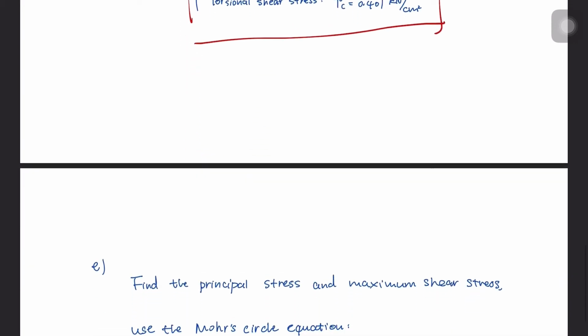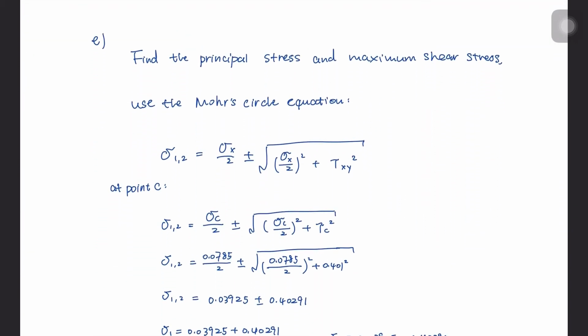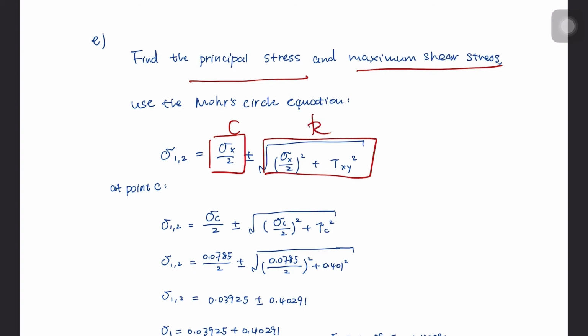And then we can move on to part E. So for part E, we need to find the principal stresses, which are the maximum and minimum normal stresses, and also the maximum shear stress. We need to use a Mohr circle in this case, because here is the center of the circle, and here is the radius of the circle. And we need to find this point and this point. Here is the minimum, and here is the maximum.